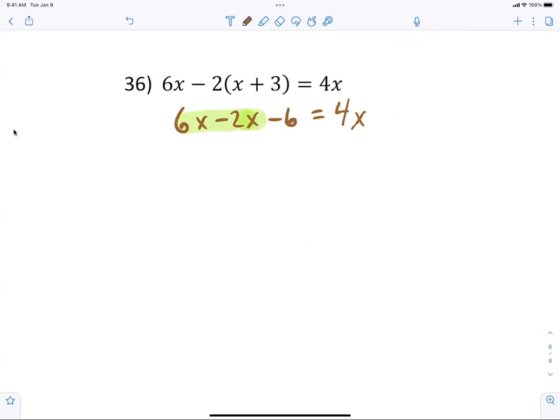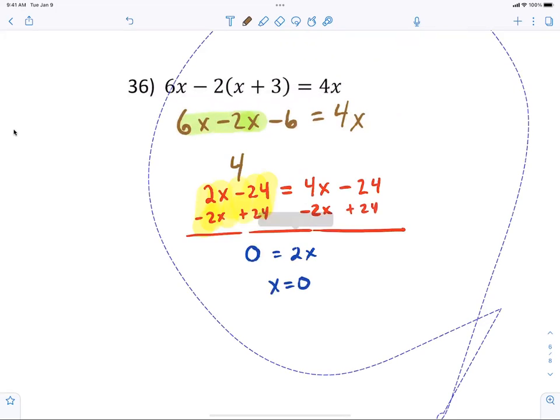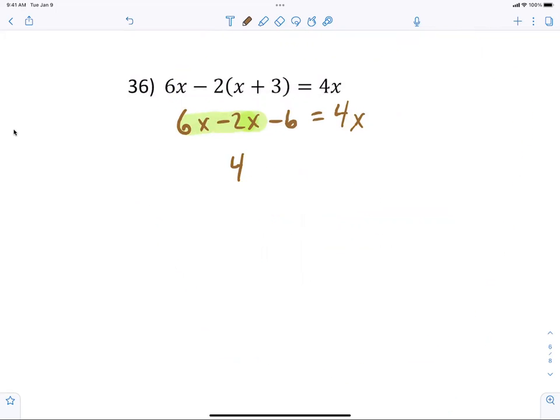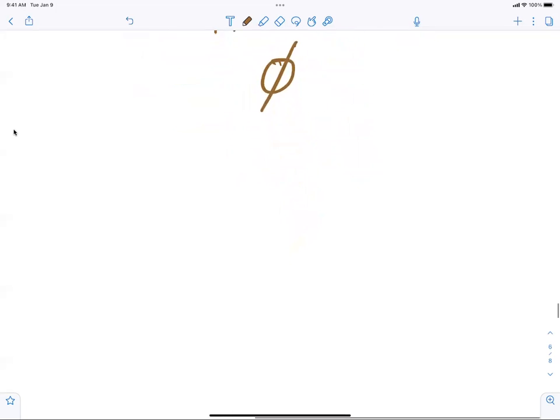You combine the like terms. Yes. So that would be 4x. 4x what? Equals. Yes, very good. 4x minus 6 can't equal 4x. No solution. All right, I'm pretty happy with that. All right, let's knock out another one.